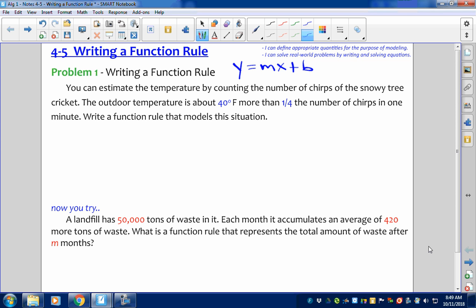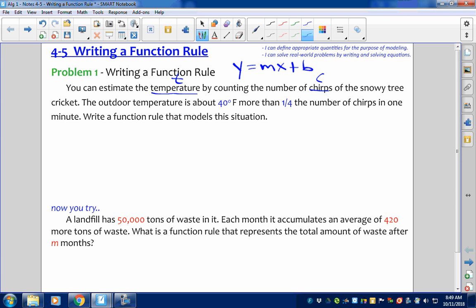So here's how this works. You're going to be looking for some number that's going to be added or subtracted. That's the b part of this. And then some number that's being multiplied, or it could even be divided, by the number x. Okay, or the letter x, I guess. So right here it says you can estimate the temperature by counting the number of chirps. We're going to call chirps C, temperature T, of the snowy tree cricket.